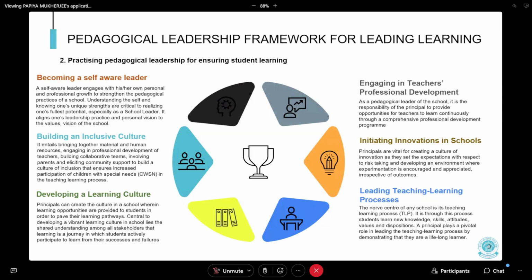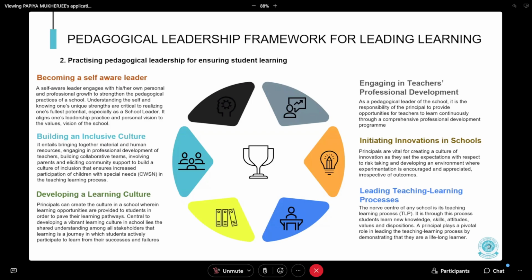The next step would be initiating innovations in school. Whenever we talk about innovations in schools, we do not want to take innovation. And generally that happens from only one single thing, and that is fear of failure. We don't want to take it because we are not sure of the result. They may prove to be good, they may not, they may fail. And as a result, we don't want to come out of the comfort zone.